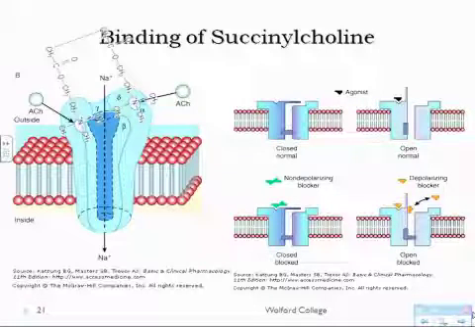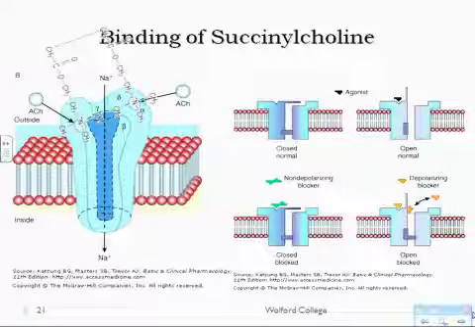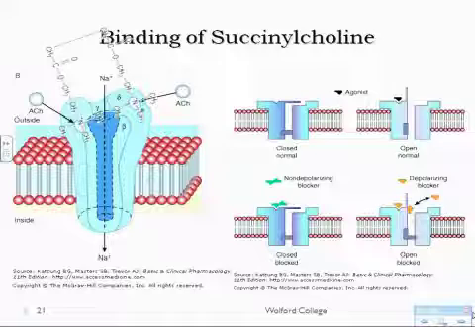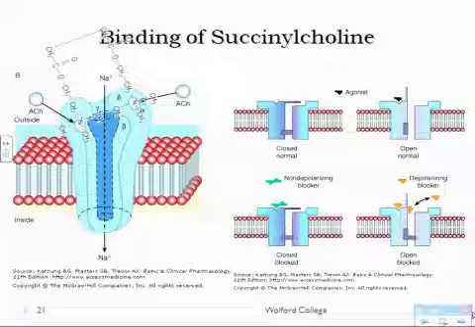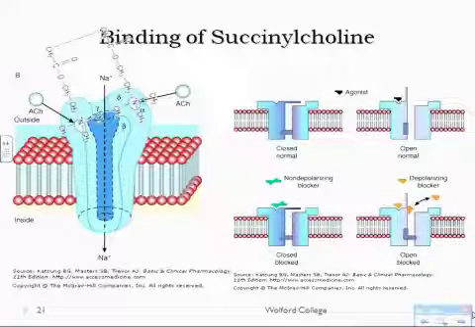What happens next is that in a few moments, the voltage gate in the bottom will close, and then the cell will repolarize, but still will maintain paralysis because the succinylcholine is still bound to the two acetylcholine sites, and it maintains the upper gate in an open position. Okay? So the depolarizing blocker is open on top, but the bottom one is already closed.